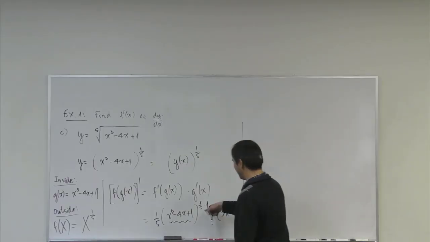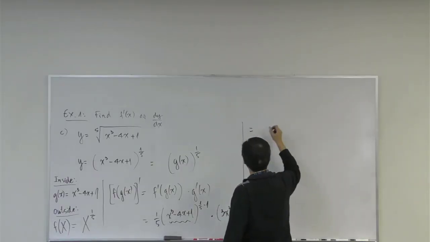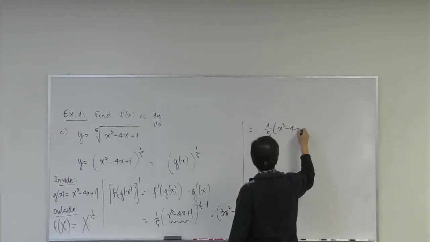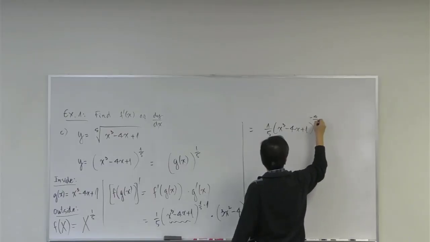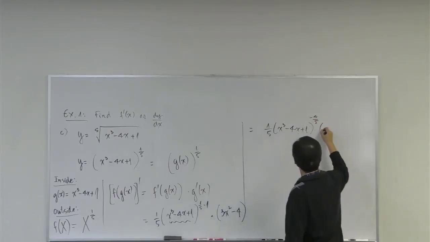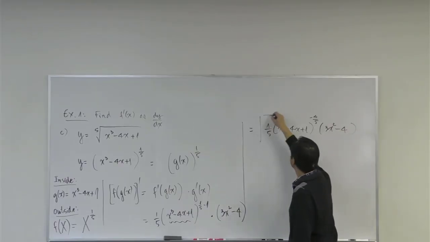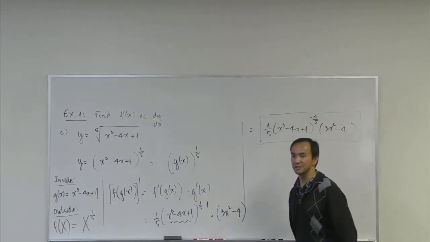Yep, negative 4/5, right? So the final answer comes out to 1/5. And then you got x cubed minus 4x plus 1, right? Negative 4/5, multiplying that with the 3x squared minus 4. Yep, we got the derivative down right here. Okay.